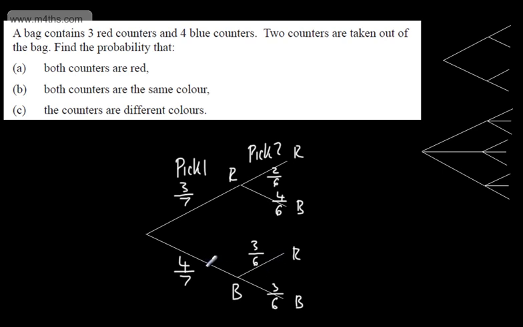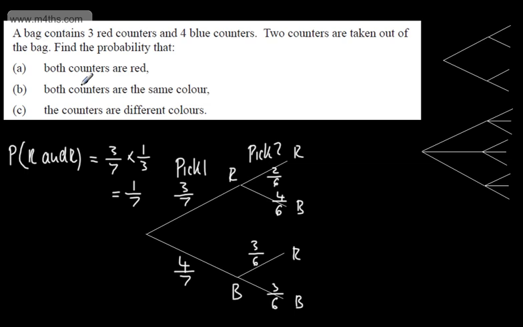So what do we want? Both red. So we want now the probability of red and red. If we look, all we need to do is follow this branch right here. So this is going to be the 3 over 7, and we're going to multiply this by 2 over 6, or if you like, 1/3, and that will give us now 1 over 7.